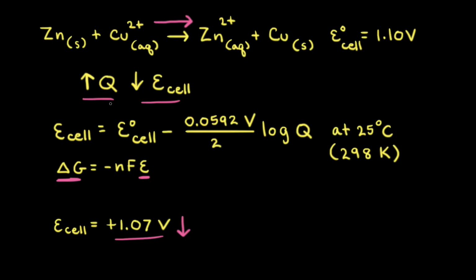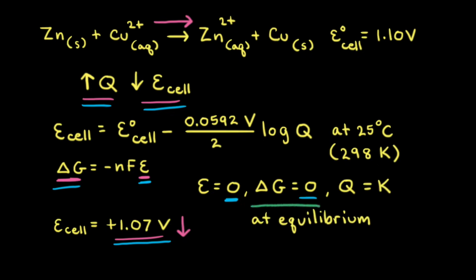And so this keeps happening. As the reaction goes to the right, Q keeps increasing and the instantaneous cell potential keeps decreasing. So we had started out at positive 1.07 volts and we saw that that had decreased and it keeps on decreasing. Eventually, the instantaneous cell potential will go to 0 volts. And when the voltage goes to 0, if we plug in 0 into our equation, delta G is equal to 0. And when delta G is equal to 0, the reaction is at equilibrium, and the reaction quotient Q is equal to the equilibrium constant K.